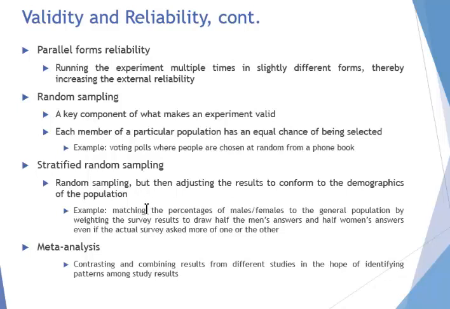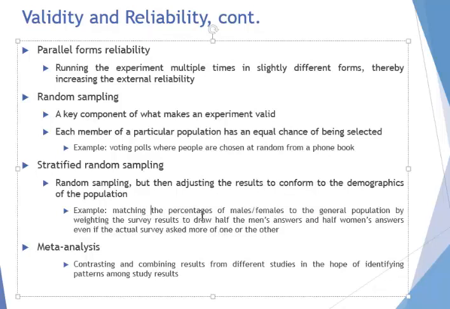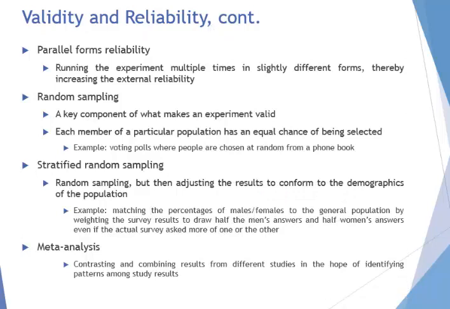You have stratified random sampling, which adjusts the results to conform to the demographic. That's an important thing that pollsters also do. Matching the percentages of males and females is an example. For example, if I know that 52% of all voters in Massachusetts are women, which is probably about right. There are a few more women than men out there in society.